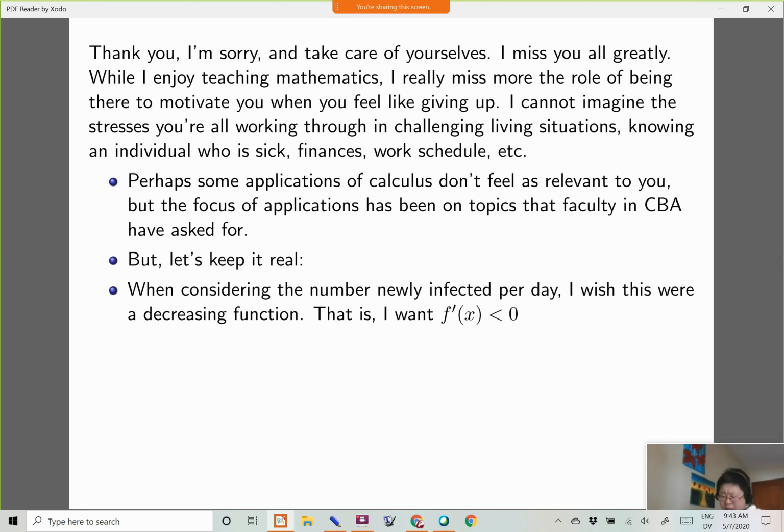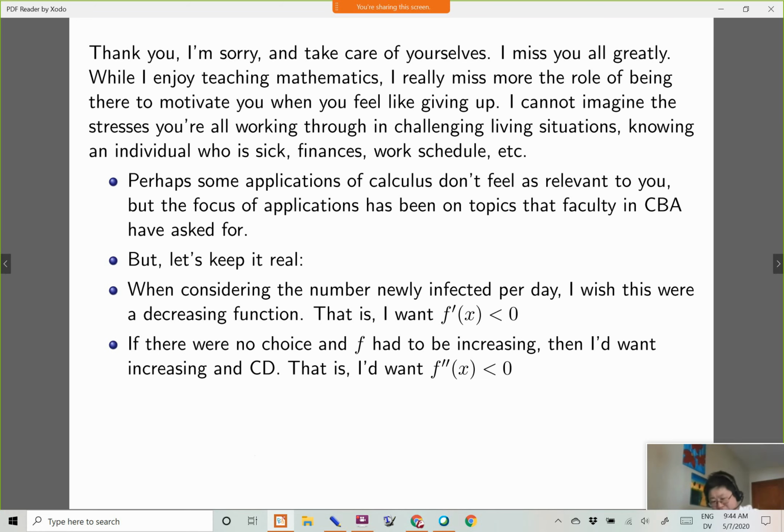Taking a look at this disease, we look at the number of newly infected people per day. I wish this were a decreasing function, right? I wish that f prime were negative. Not that I use this language all the time when I look at the news, but let's put some calculus to this. I want the number of people infected daily to be going down, but I don't think that's actually the case. I haven't had much time to follow as much news as I want. But if there were no choice, if the number infected had to be increasing, then even here I'd want that to be concave down, right? I want the second derivative to be negative.